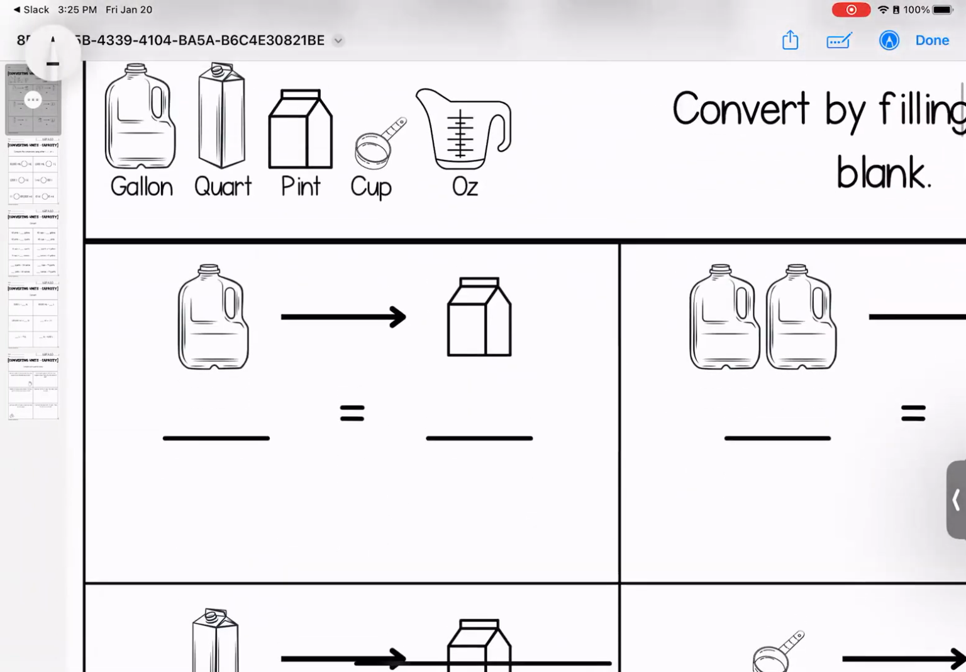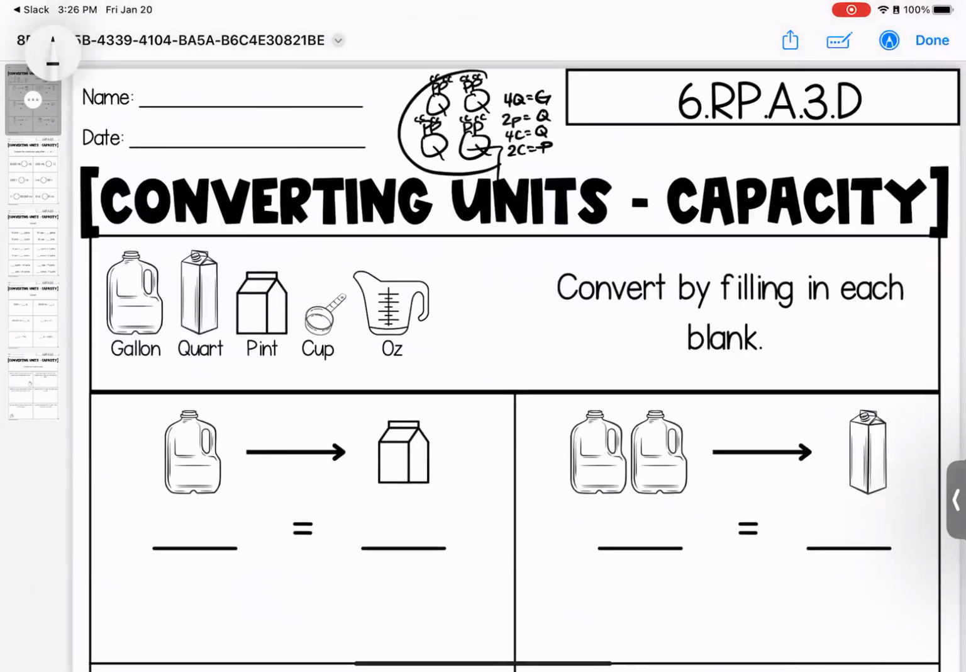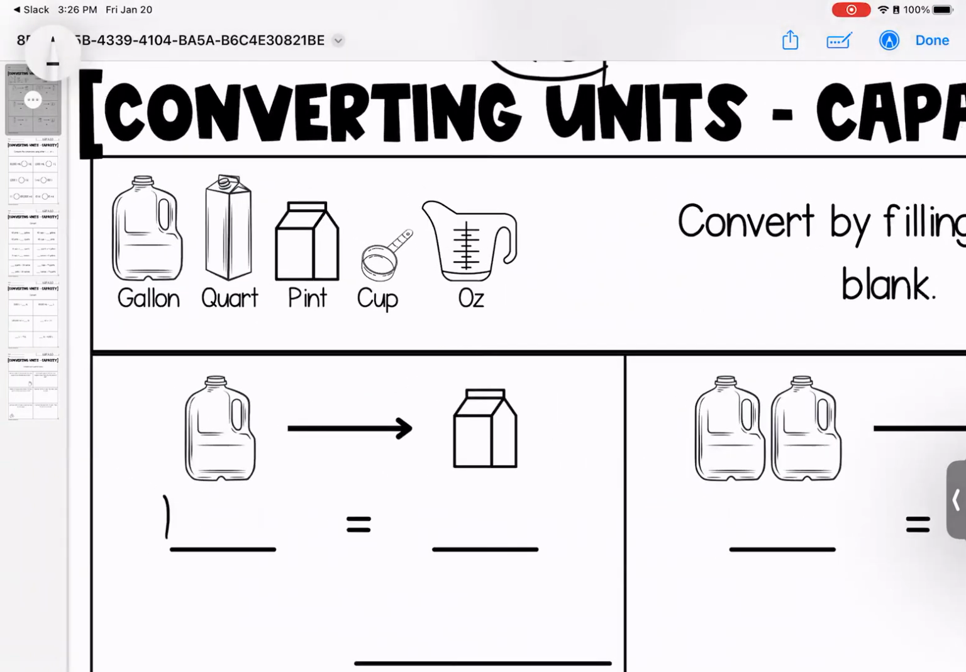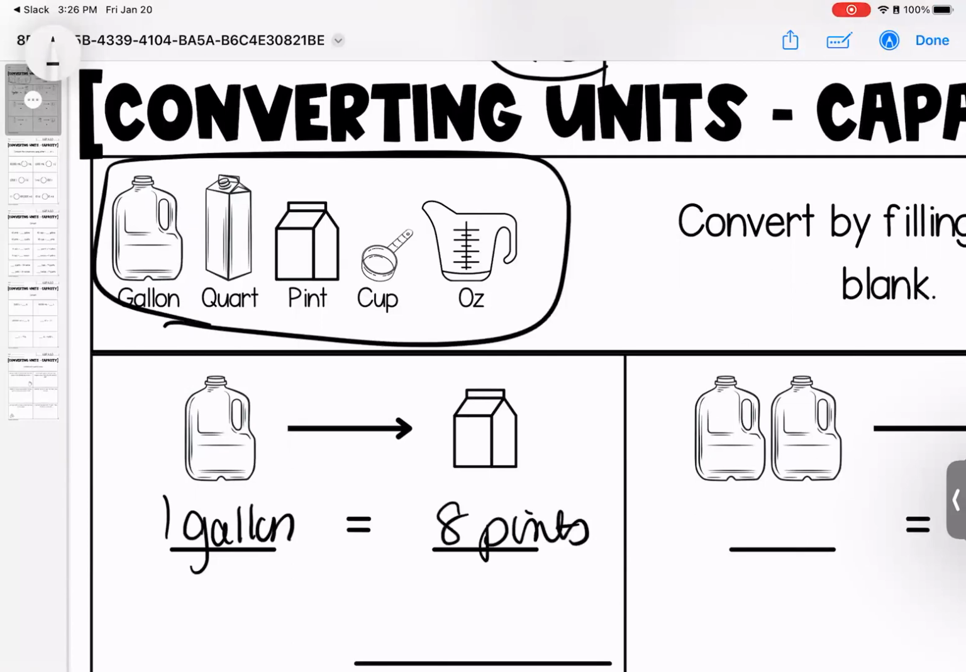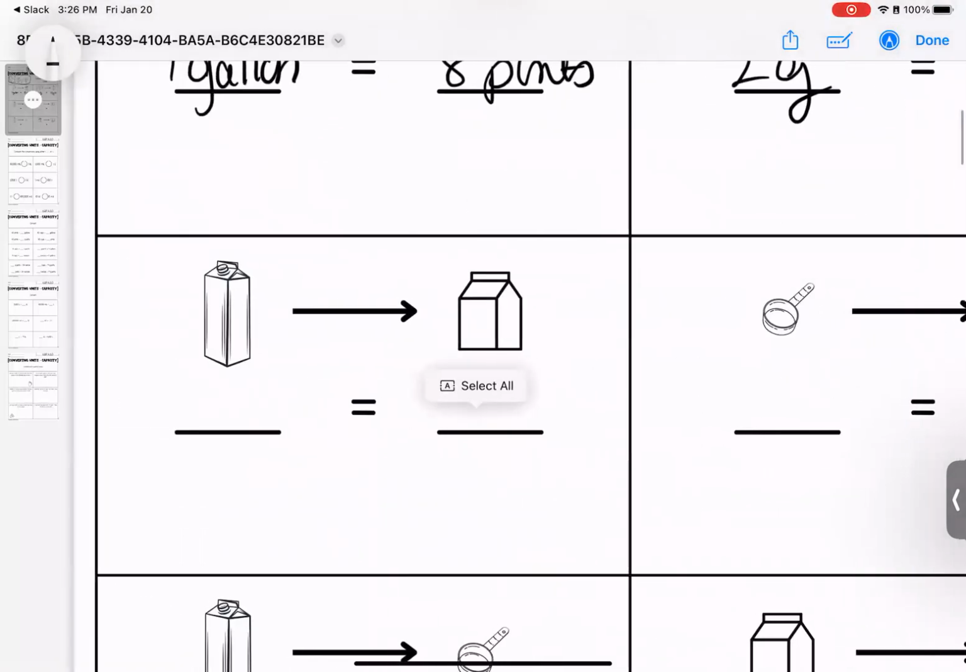So starting with customary capacity, we are doing our gallons, quarts, pints, and cups. And what we need to do is talk about how they are converting. So here we have 1 gallon, and that equals 8 pints. And up here is the information if you needed it. We have 2 gallons, and that equals 4 quarts. We have 1 quart, that equals 2 pints.